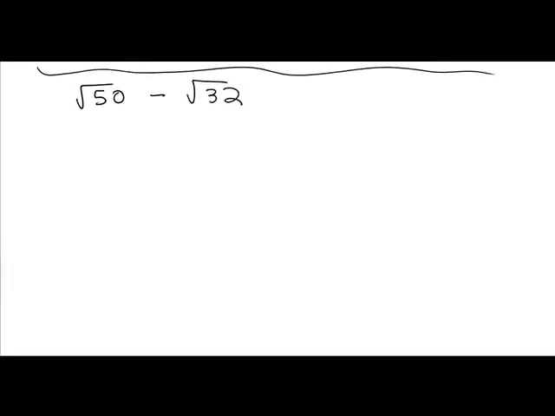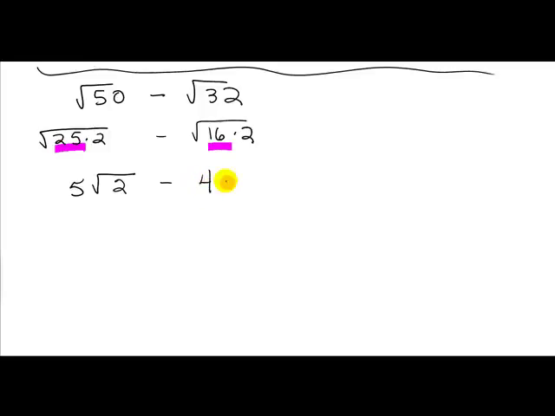So what we've learned in our past lessons, remember, 50 is the same thing as 25 times 2, and 32 is 16 times 2. So I can take the square root of the 25 and the 16, and those square roots will come to the outside. So the square root of 25 is 5, and what's left under the radical is our 2. The square root of 16 is 4, and what's left inside is our 2.